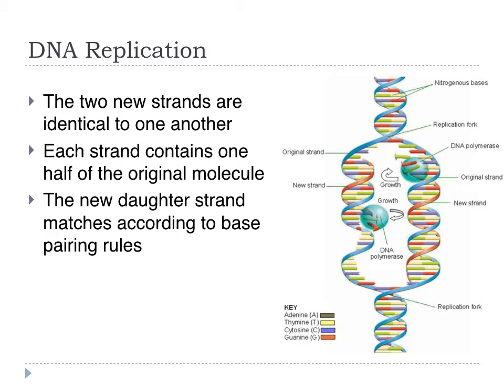So remember, the 2 new strands are identical to each other, and they complement the existing strand. So the new daughter strands match according to the base pairing rules, A equals T, G equals C. You can see in that picture on the right, each strand has part of the original, the other half is new.